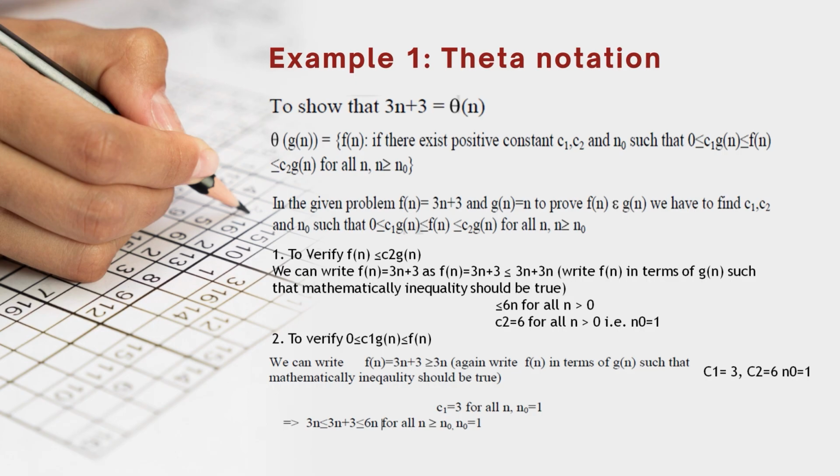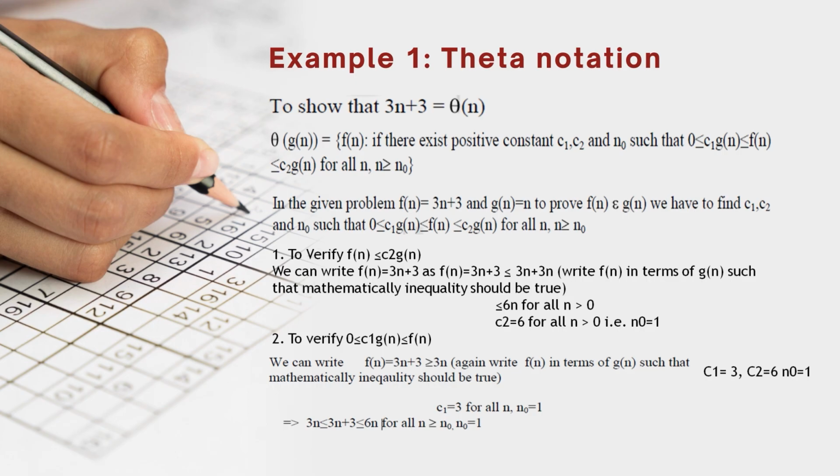Why? Because in 3n plus 3, the plus 3 term is extra, and here we use C1 equal to 3 and n naught equal to 1. For every n greater than n naught, that is n greater than 1, this inequality holds, 3n plus 3 greater than or equal to 3n. So in the second part, C1 equal to 3 and n naught equal to 1, and in the first part C2 equal to 6 and n naught equal to 1.